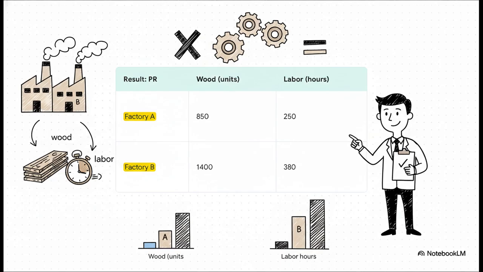Now, when we complete the whole multiplication, just look at that beautiful result. We don't have a mess of scattered numbers. We have a clean, perfectly organized report. The rows tell us the factory, the columns tell us the total resources needed. As a manager, you have instant actionable intelligence. You know with absolute certainty that you need to order 1,400 units of wood for factory B and schedule 380 hours of labor. The dilemma is solved.